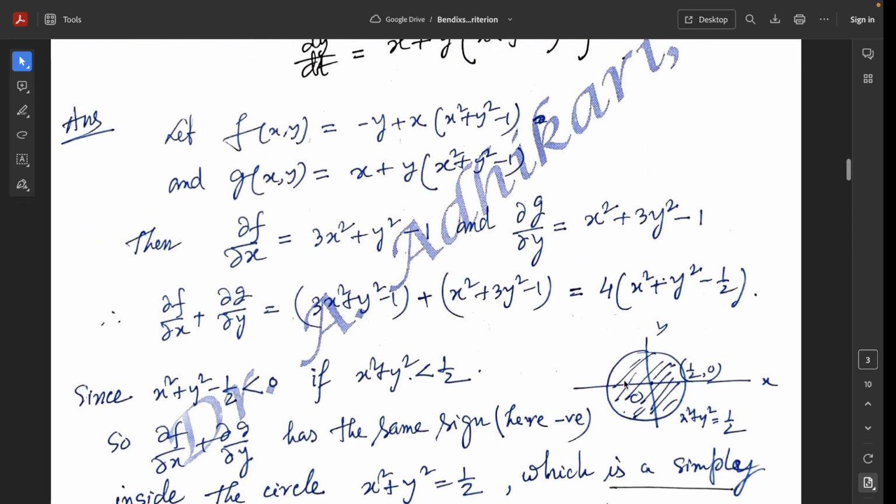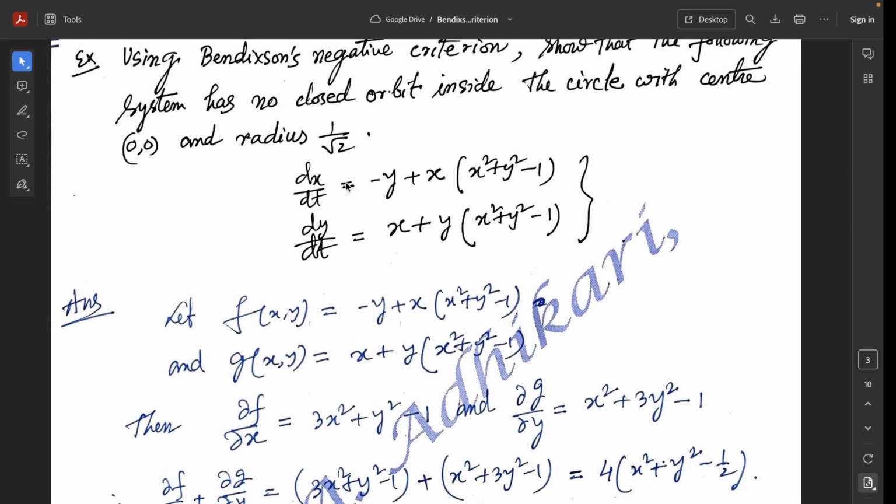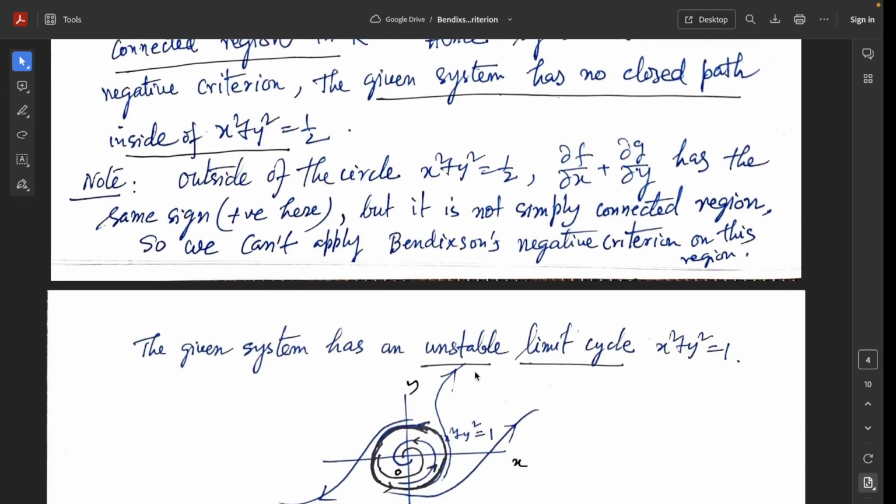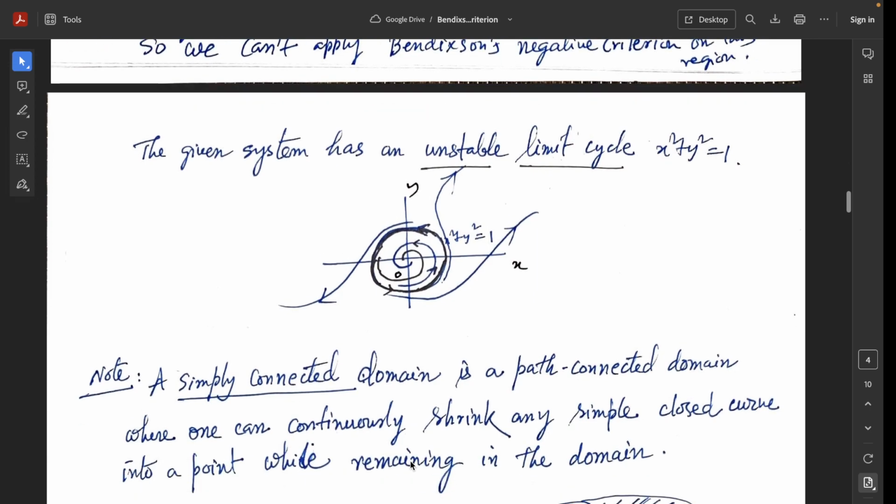Actually, for this system, dx dt equal to this and dy dt equal to this, we get an unstable limit cycle x square plus y square equal to 1. This is in anti-clockwise orientation, and the flow is away from this circle. So this is the unstable limit cycle of this system.